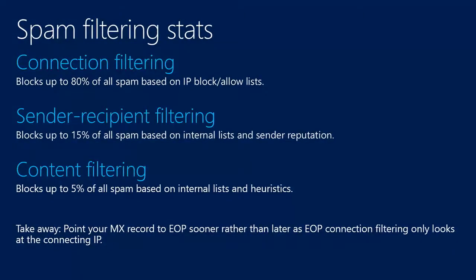Now, these numbers are going to change drastically with IPv6. Obviously, with IPv6, our ability to block an IP really goes down because spammers can easily change IP. But right now, when we're just looking at IPv4, these are the numbers. Again, very, very ballpark.